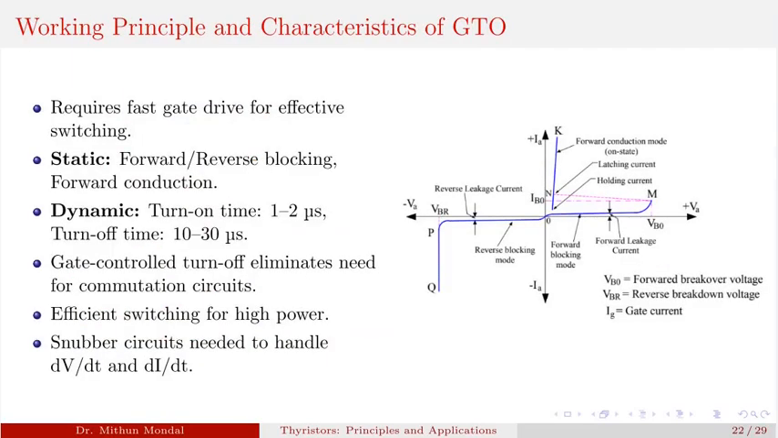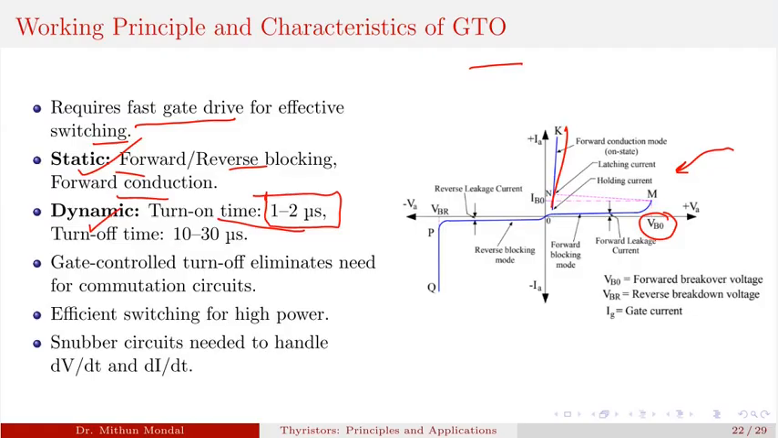So the working principle of GTO is, you can see here that it requires very fast gate drive for effective switching. So again, this characteristic is crossing the breakover voltage so that the conduction takes place and remains on till the holding current. So both forward and reverse blocking, you will have forward conduction, which is in the static mode. In the dynamic mode, it turns on in 1 to 2 microseconds and turns off in 10 to 30 microseconds. That much time it will take. So the gate will control the turn off and eliminate the need for commutation circuits.